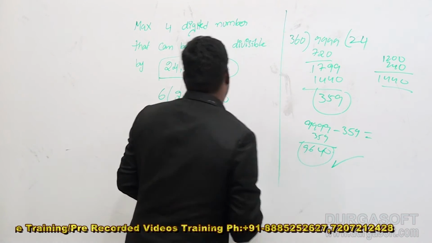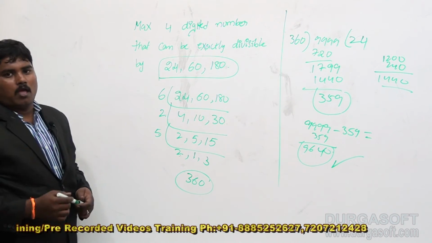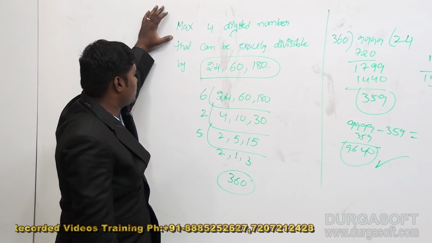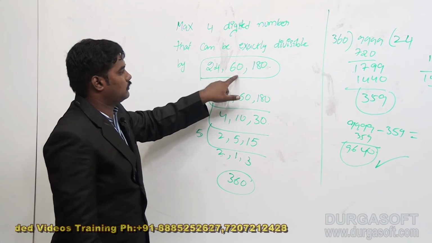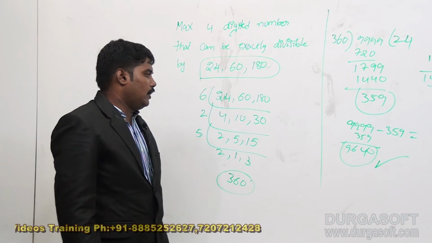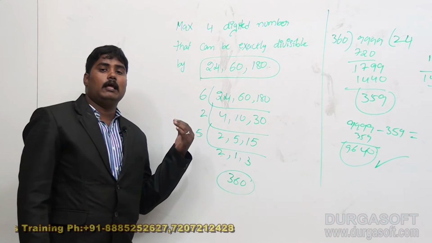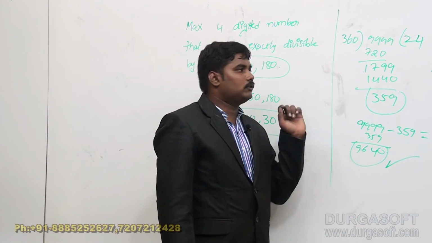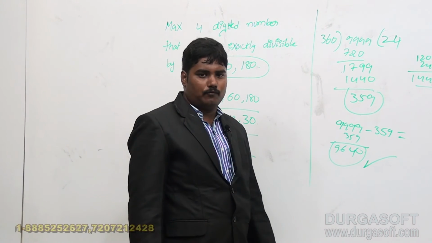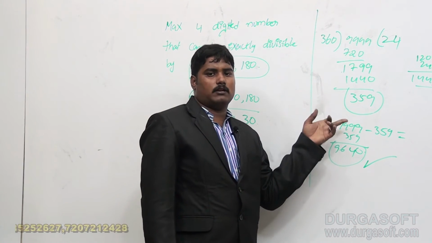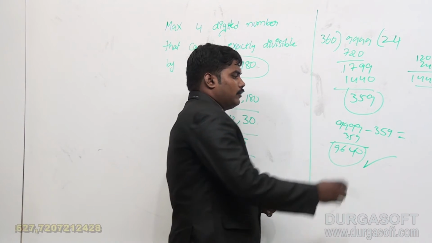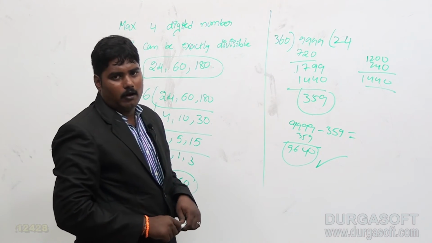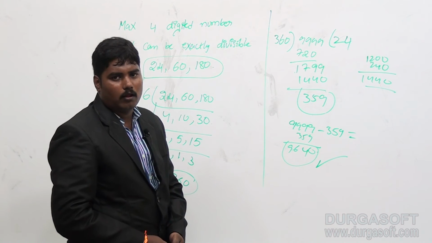9640 is exactly divisible by all these numbers. Maximum 4-digit number that can be exactly divisible by 24, 60 and 180. Here, first of all, you have to find the LCM, least common multiple, and then divide the maximum 4-digit number by that LCM. If it leaves remainder 359, then when you subtract this 359, that number is exactly divisible by 360. That is the maximum 4-digit number.